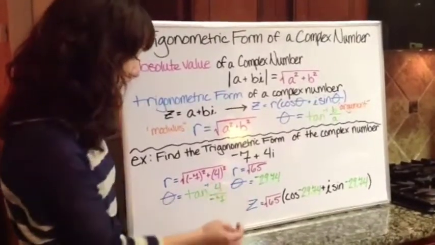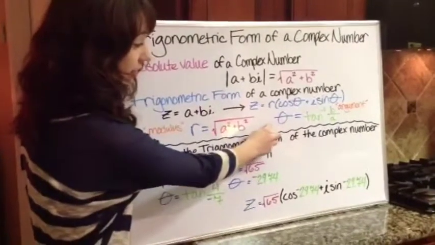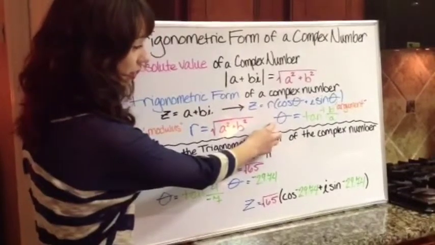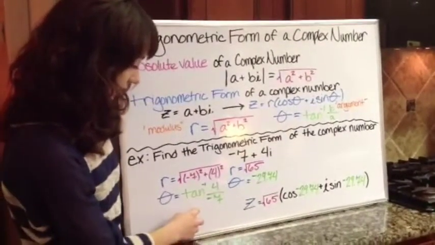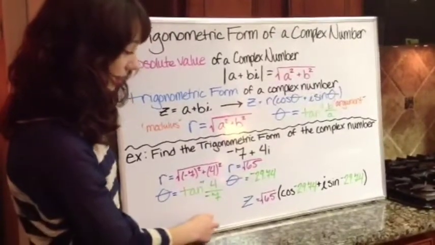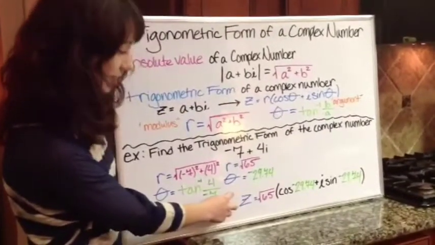Then we have to solve for our theta. As it says right here, theta is the tan inverse of b over a. So we get theta equals the tan inverse of 4 over negative 7. You put that in your calculator and you get theta equals negative 29.7.